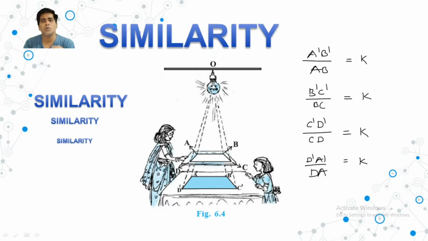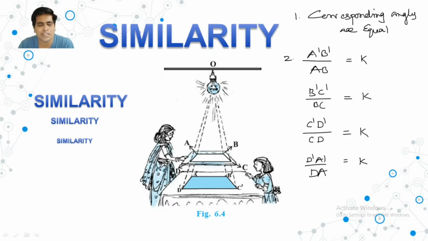They got two insights. One is corresponding angles are equal. This is the first point. And corresponding sides are in proportion. This is what they deduced in this experiment. I hope it is clear to everyone.